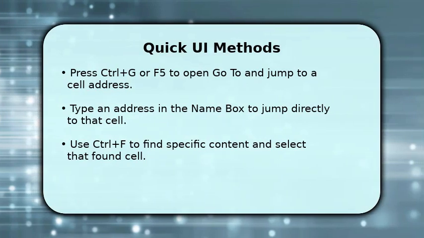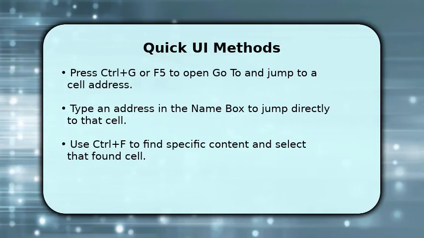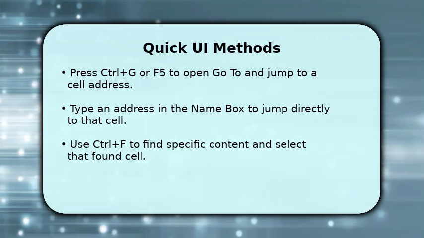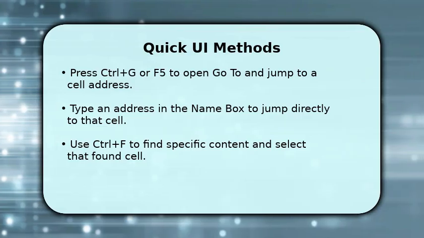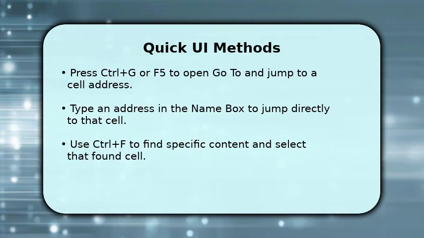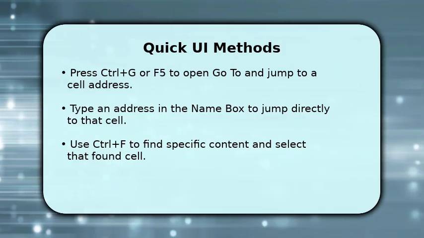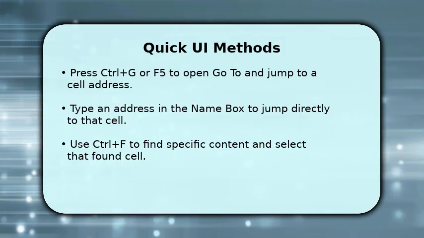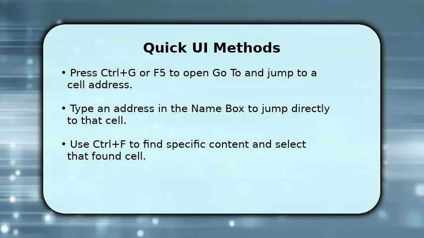Press Ctrl+G or F5 to open GoTo and type an address to jump there immediately. Click the name box, type B12 for example, and press Enter to make that cell active. Use Ctrl+F to search for specific text or values and press Find Next to select the matching cell.